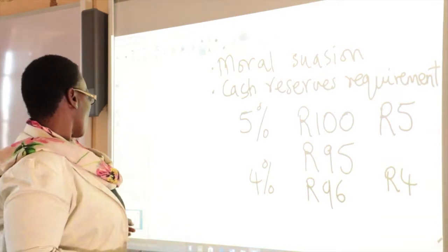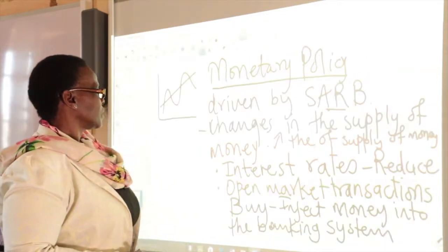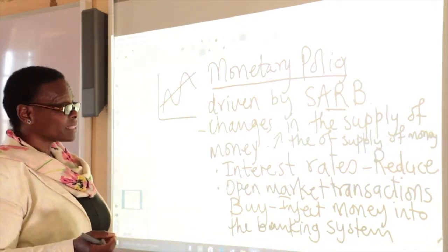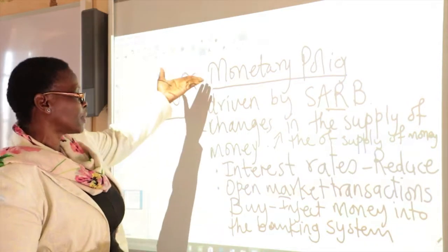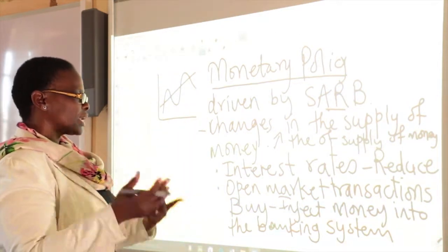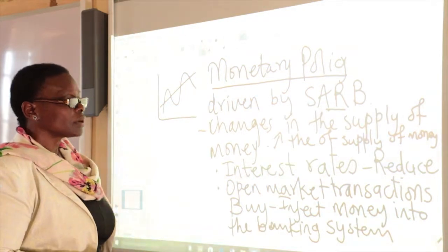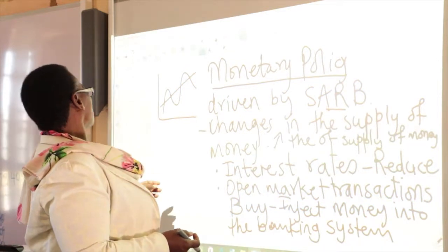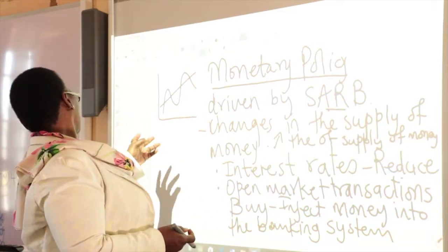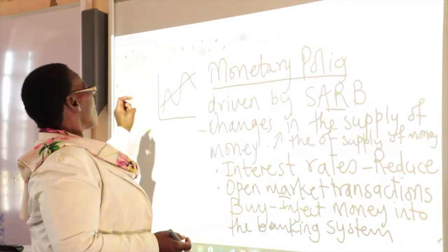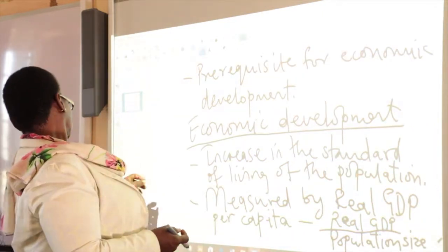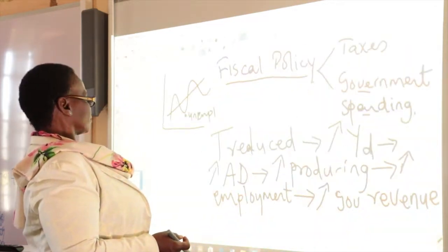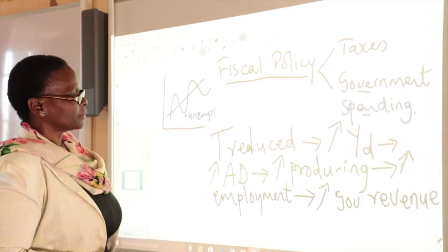So these are the four measures or instruments that will be applied by the South African Reserve Bank with their monetary policy to try and stimulate our economic growth as well as economic development. And you will see that both fiscal and monetary policy, the aim is, where is our slide? Yeah, this one.